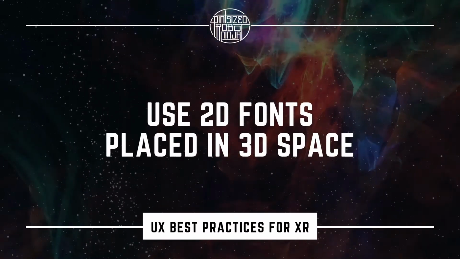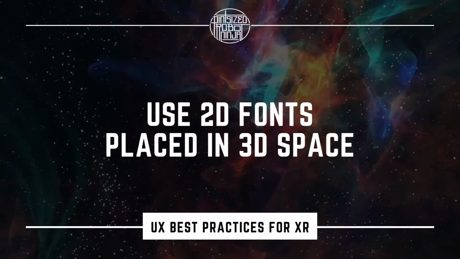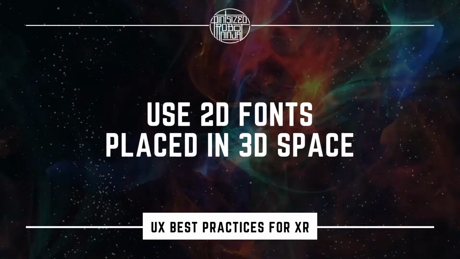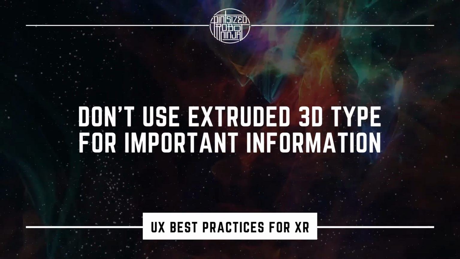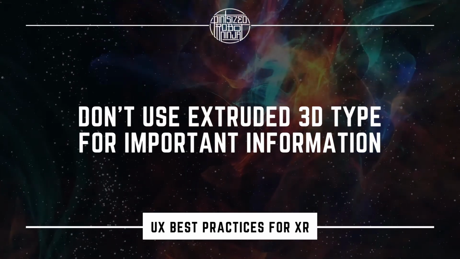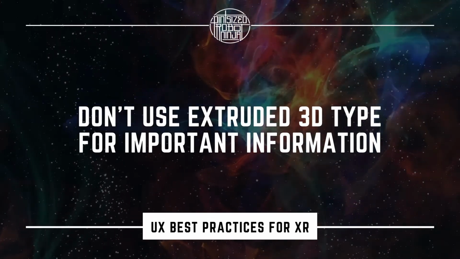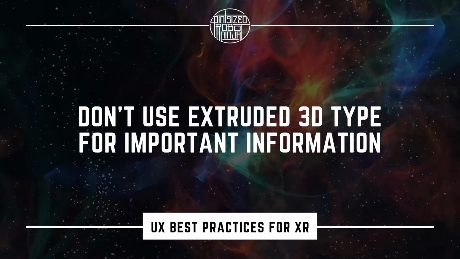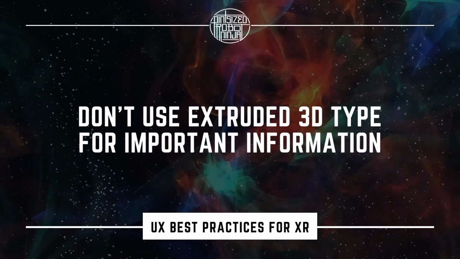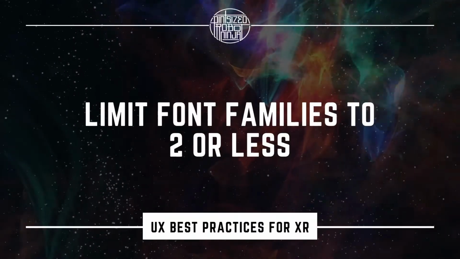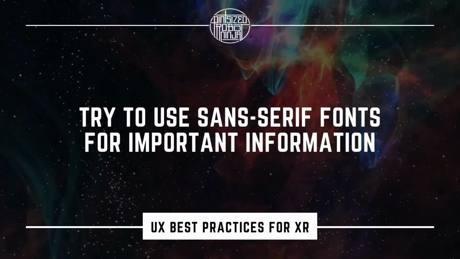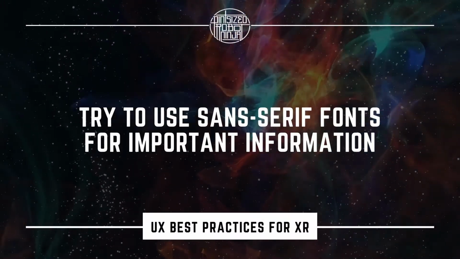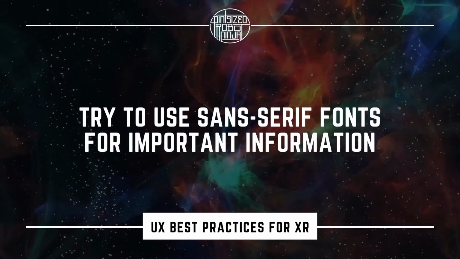So for a quick recap, for information and UI panels, use 2D fonts placed in 3D space. Don't use extruded 3D type for important information since this can reduce legibility. 3D fonts can be used if they're more for stylistic effects in the environment, but should not be used for important information. Limit your font families to 2 or less, preferably sans-serif fonts, since they have uniform lines and don't have the finer accent details that serif fonts have.